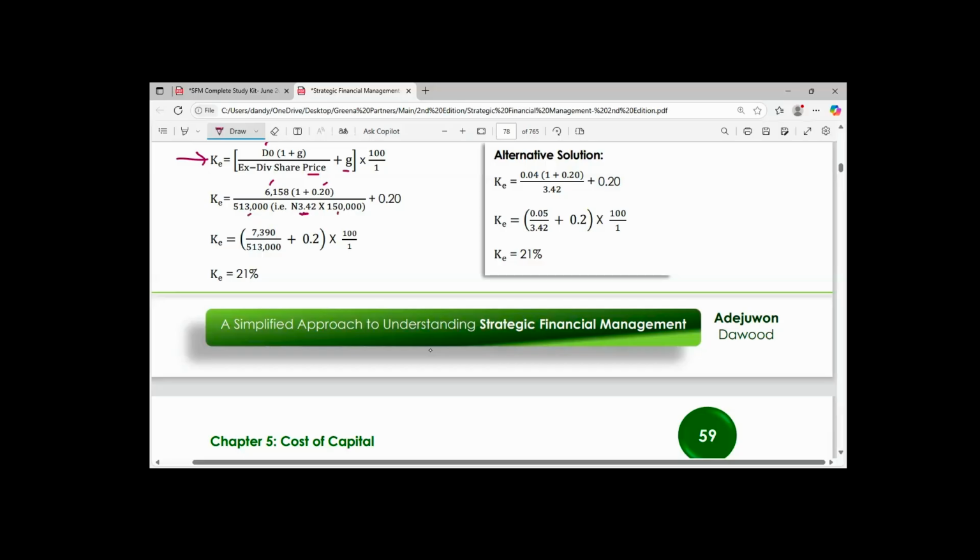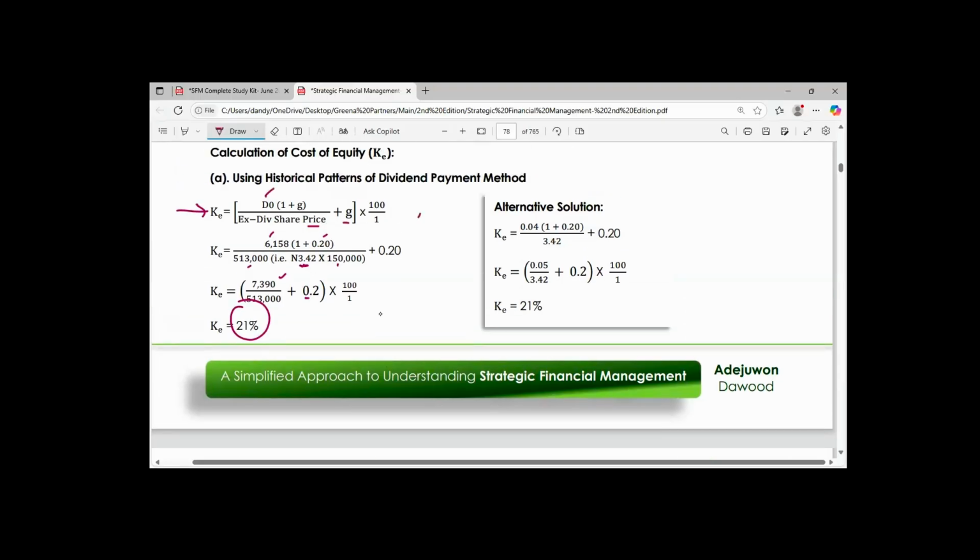So, 6,158 multiplied by 1.2 will give us 7,390, divided by 513,000, equals, then plus 0.2, which is the growth rate. The final answer is 21%. So the cost of equity using the historical pattern of dividend payment is 21%. So here I use absolute value.